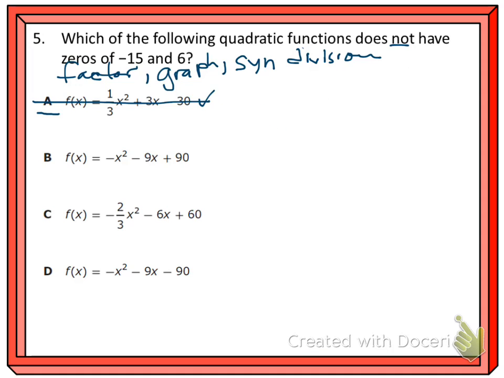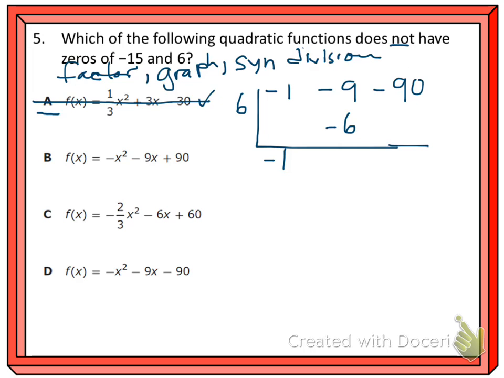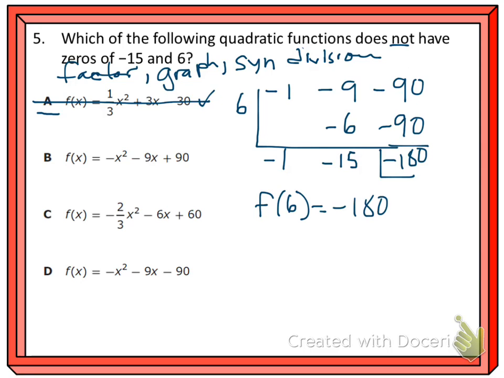Alright, so on the last one, again I'll start with a 6 on the outside of the box. Then I have a -1, a -9, and a -90 for my coefficients. Bring down the -1, multiply times 6, I get a -6. Add those things up, -15. Multiplied times 6, let's see, 60 plus 30, that's a -90. But when you add these, you get a -180, which means f of 6 is equal to -180, which is not 0, which means that 6 is not a 0 of equation D, and so that's our answer.